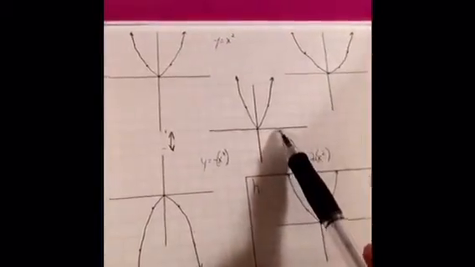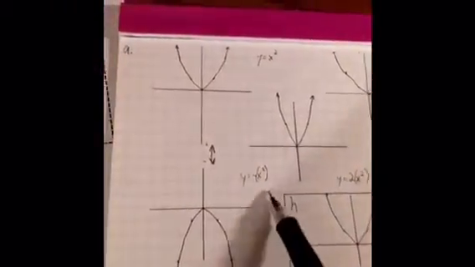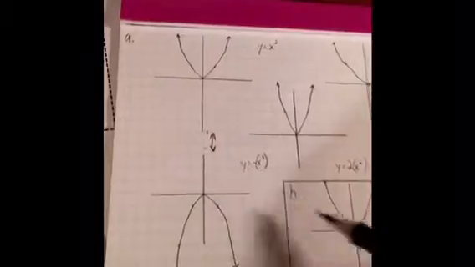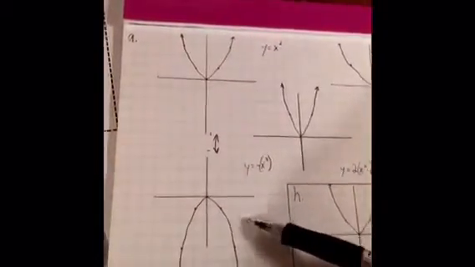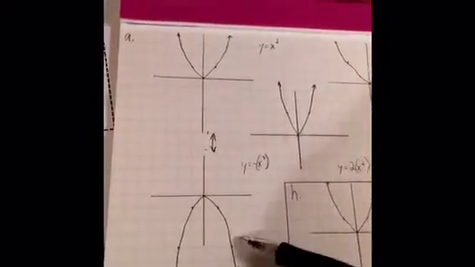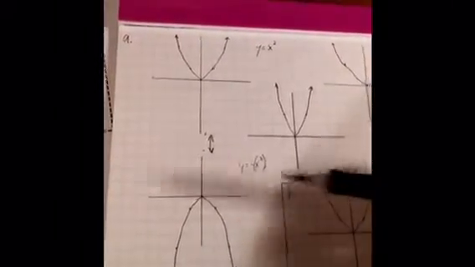The last thing you can do with a is if you make a negative, which here it's -1, it actually flips the graph over and makes it negative. This is what that function would look like if a was -1.